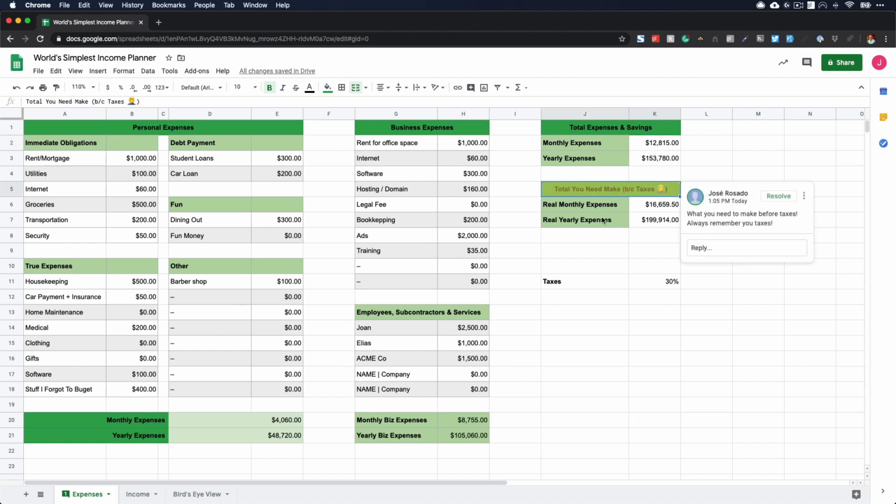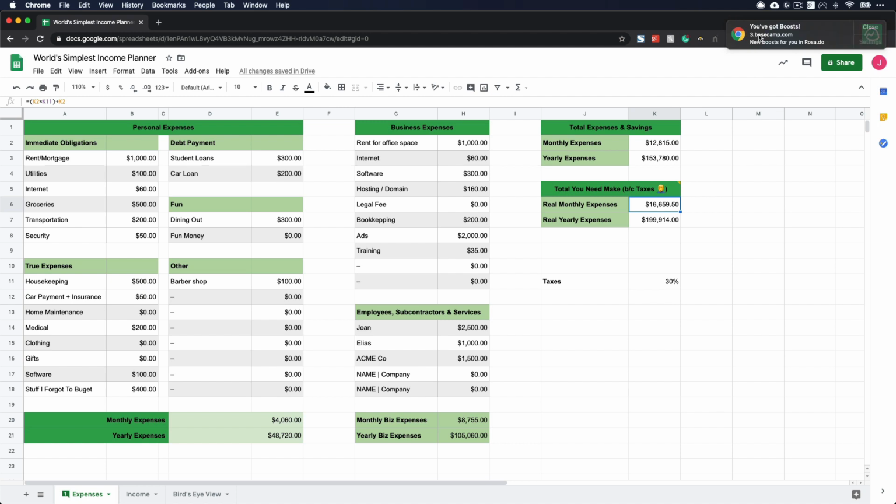You also need to make sure to take into consideration the taxes. So depending on the place that you live, you'll have to pay 30, 40, 15% taxes or whatever. So you just change this number here. Let's say you paid 30% of your taxes. So you will actually need at least $17,000 just to make sure that your business keeps running and that your personal expenses are being paid for. So at the end of the day, every year you're spending around $200,000.